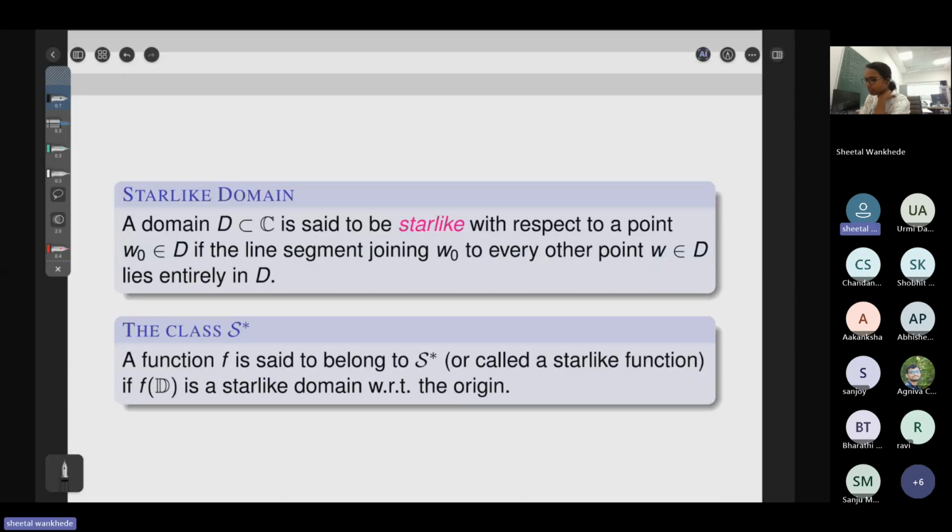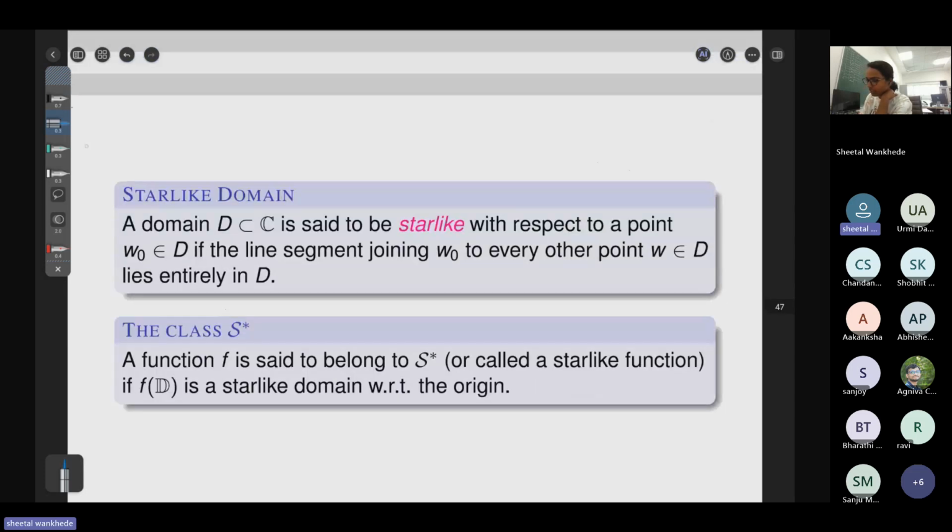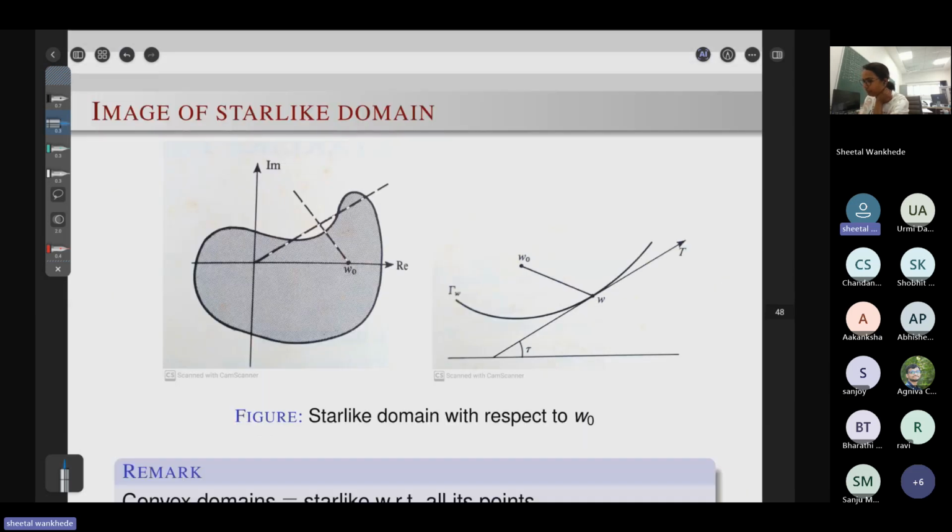And similarly, the function is said to be star-like if f of D is a star-like domain with respect to W naught. So one more thing. When I set this class S star, it denotes the functions star-like with respect to origin. There W naught can be any point. When W naught is 0, we say that the function belongs to this class S star, the star-like domain with respect to origin. So here we see the image of this star-like domain.